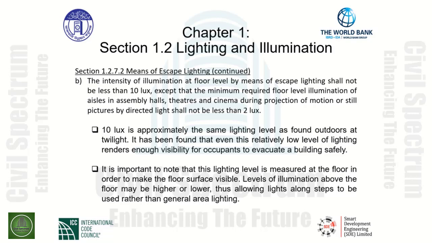10 lux is approximately the same lighting level as found outdoors at twilight. It has been found that even this relatively low level of lighting renders enough visibility for occupants to evacuate a building safely. It is important to note that this lighting level is measured at the floor in order to make the floor surface visible. Levels of illumination above the floor may be higher or lower, thus allowing lights along steps to be used rather than general area lighting.